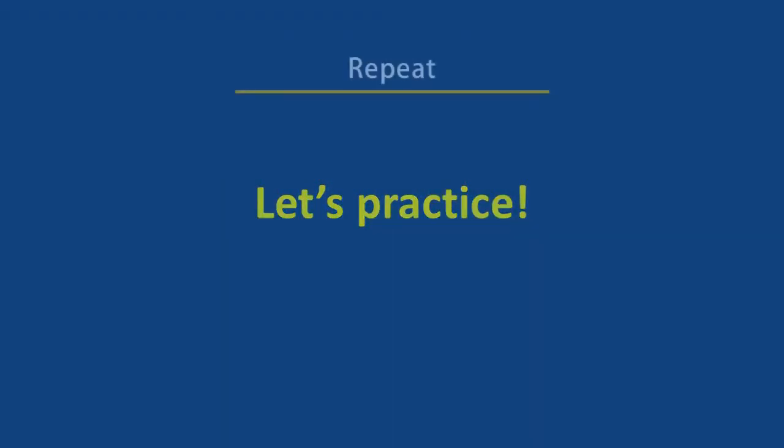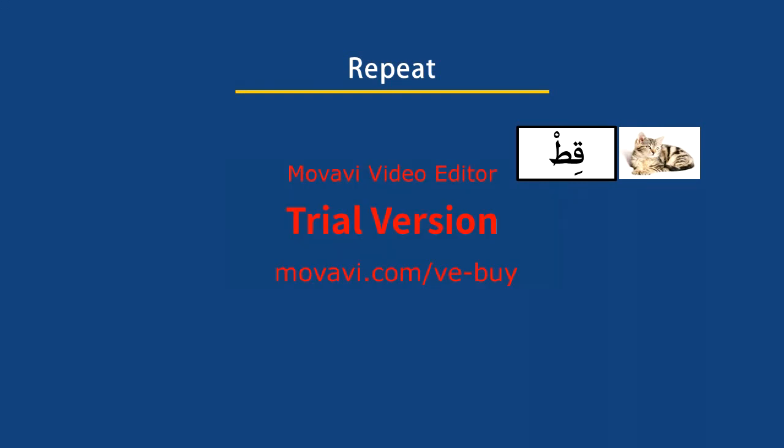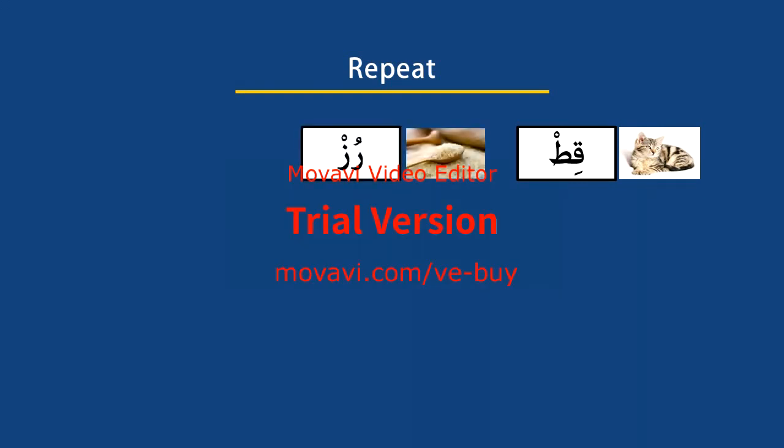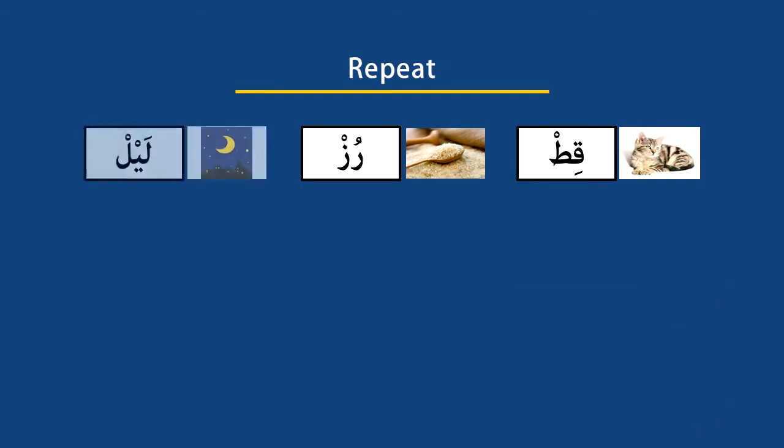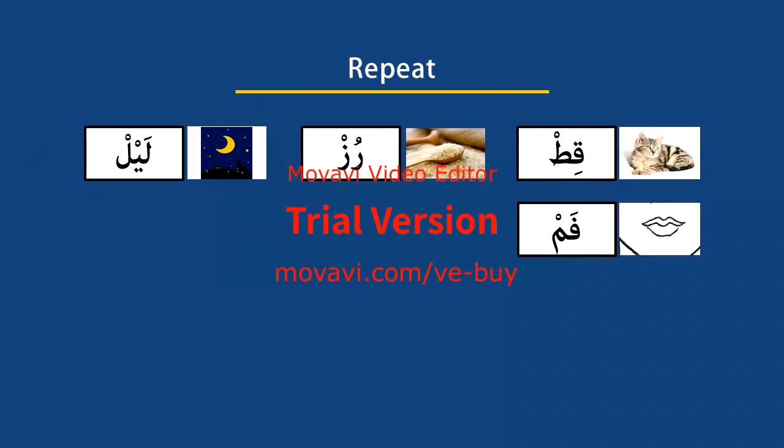Please repeat after me. Qit. Please notice the kasra here under the qaf and the sukun over the ta. So, qit. Ruz. There is a damma over ra and a sukun over za. Ruz. Layl. There is a fatha over the lam and a sukun over the ya and the last lam. So, layl.